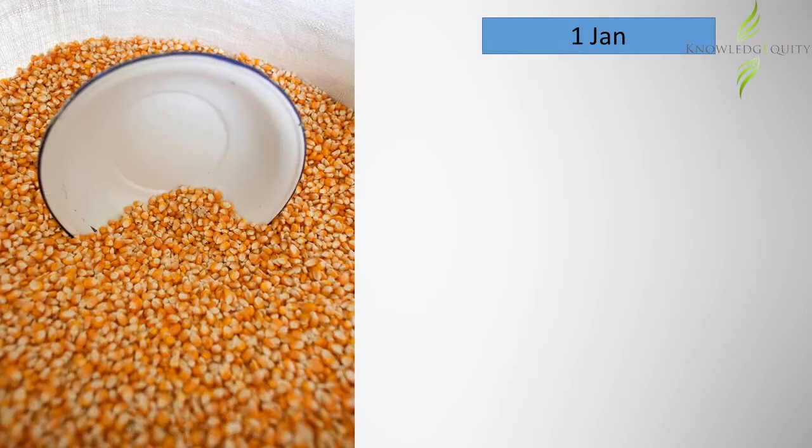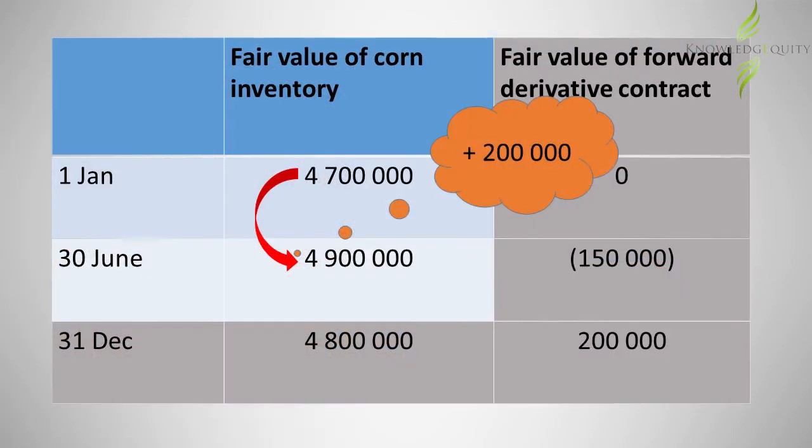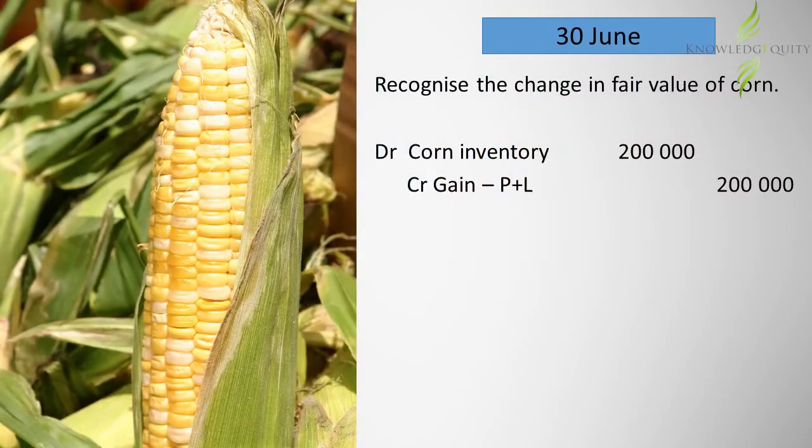On the 1st of January, there would be no journal entry since the fair value of the forward derivative contract is $0. On 30th June, the fair value of the corn increased by $200,000. So the journal would be to debit corn inventory to increase it by this $200,000 and a credit to a gain in profit and loss by the same amount. Note that the gain on the hedged item is taken to profit and loss.